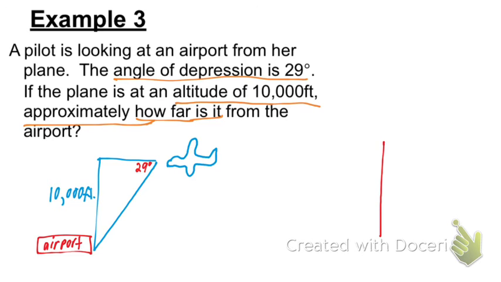And then draw the hypotenuse. Which direction? From where? To my right. From top to the bottom. That's too steep. Alright, and then the 29 degrees is in the top corner because it's an angle of depression that's going down.